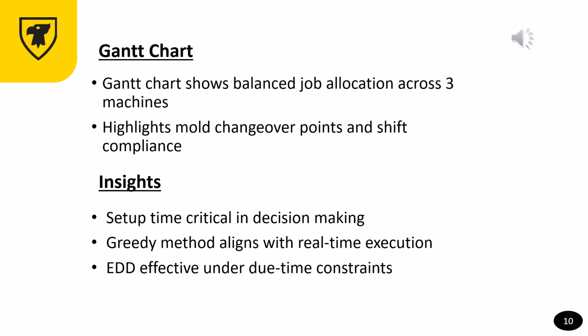This slide highlights the Gantt chart output and the key insights we gained from visualizing the job schedule. First, looking at the Gantt chart on the next slide, the jobs were effectively distributed across all three machines, ensuring that no machine was left idle unnecessarily. We also notice clear mold changeovers, which are handled efficiently by the greedy algorithm.